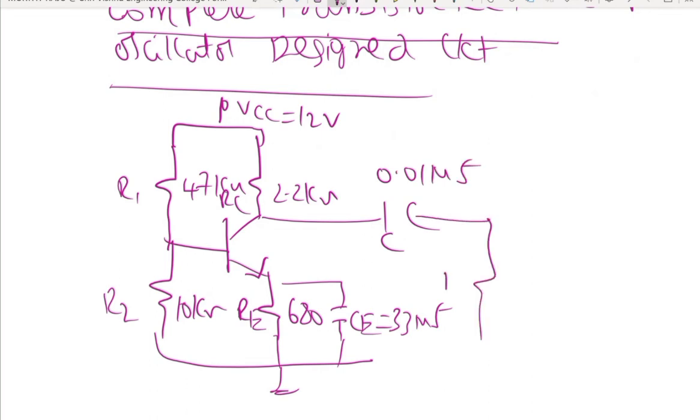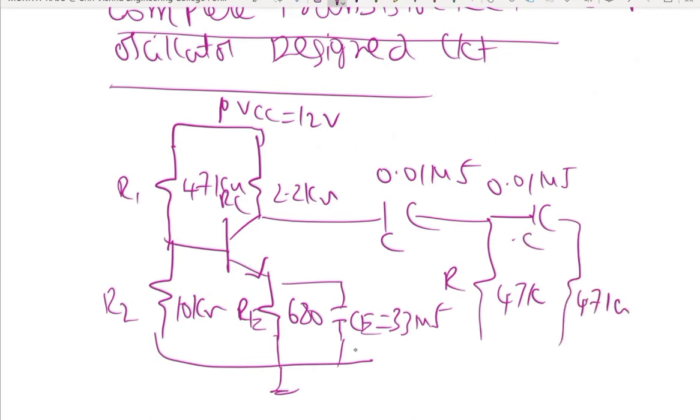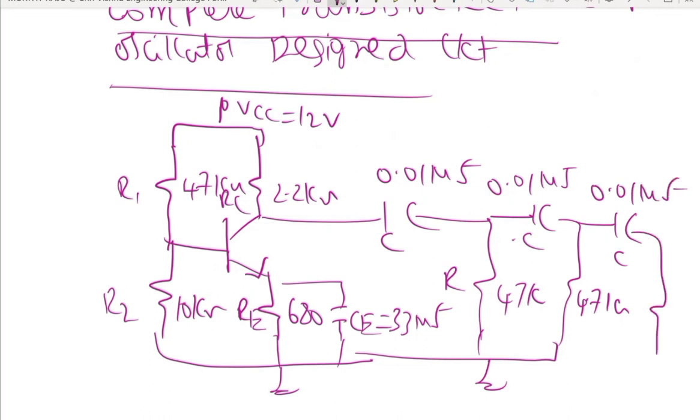Here R is equal to 4.7K, 0.01 microfarad, 4.7K. These two are connected. Last one C 0.01 microfarad, R3. Here C1 is equal to 15 microfarad.